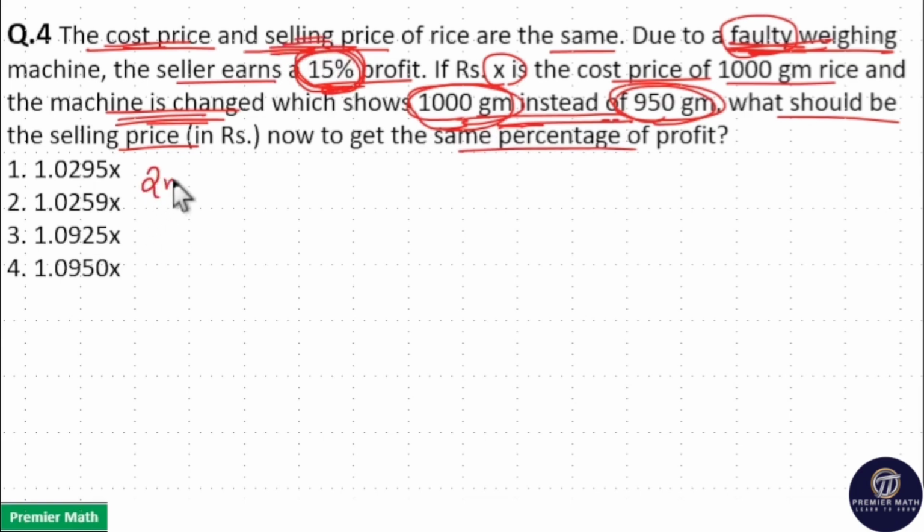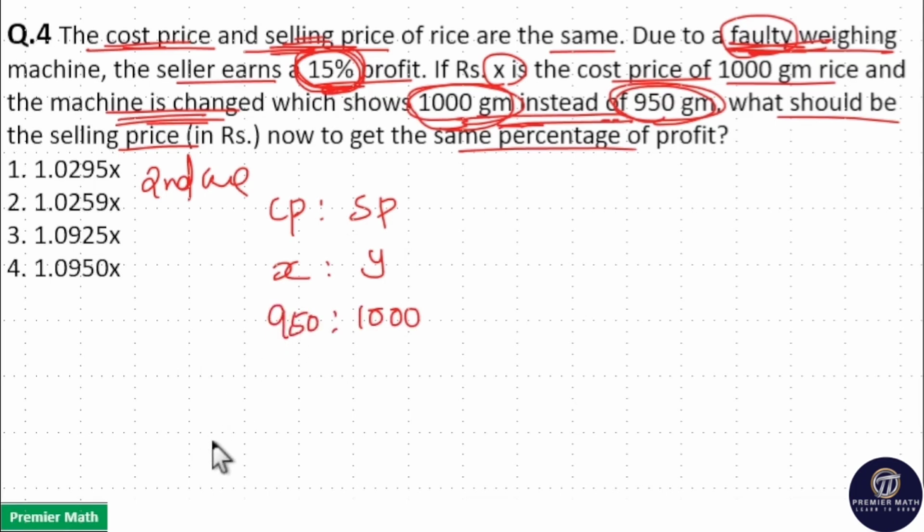That is, take the second case selling price and cost price ratio. So, the CP and SP ratio in the second case: X is equal to cost price. Consider Y as the selling price in the second case in order to balance 15% profit. Now, when the customer asks for 1000 gram, the shopkeeper gives 950 gram. That is, the machine shows 1000 gram when you weigh 950 gram. So, the customer pays for 1000 gram but the shopkeeper only costs 950 gram. Now take the ratio.